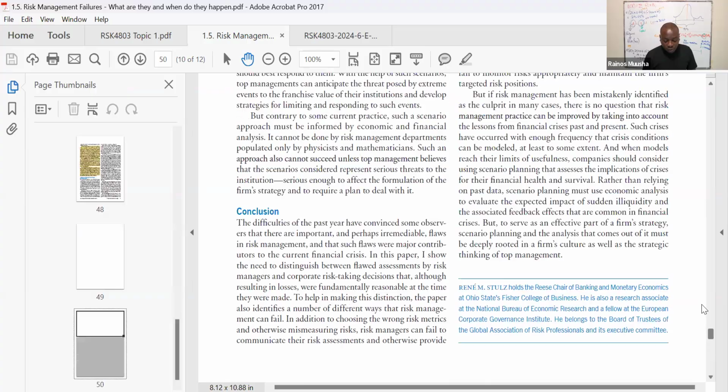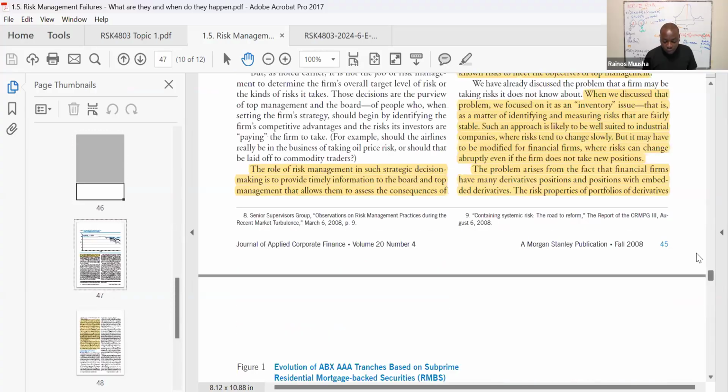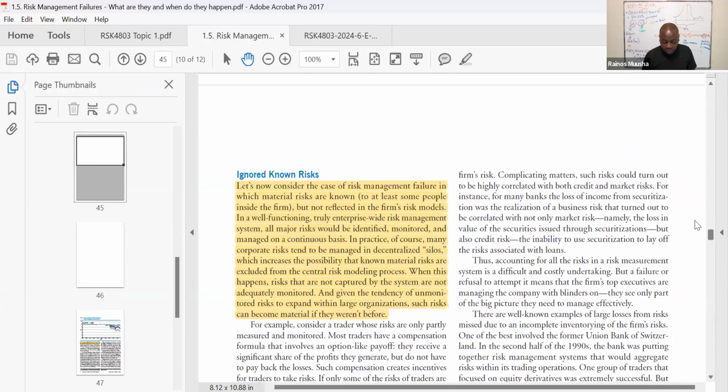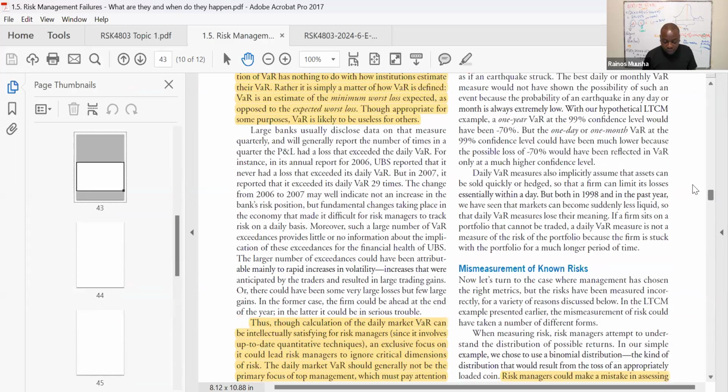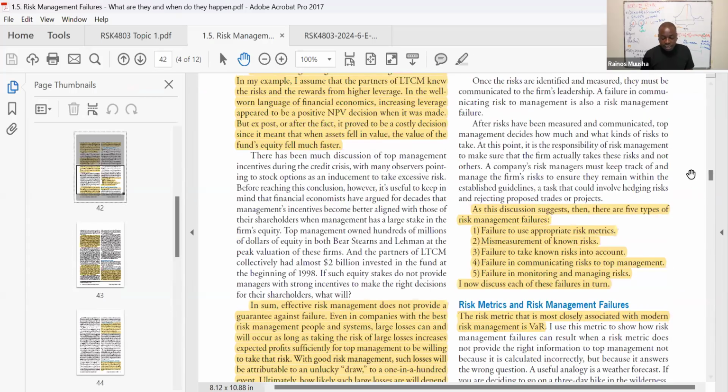So on that note, this is where we come to an end. Now, remember, we were discussing the 5 types of risk management failures: failure to use appropriate risk metric, mismeasurement of known risks, failure to take known risks into account, failure to communicate risks to top management, and failure in monitoring and managing risk.